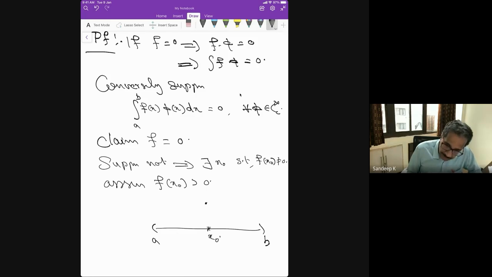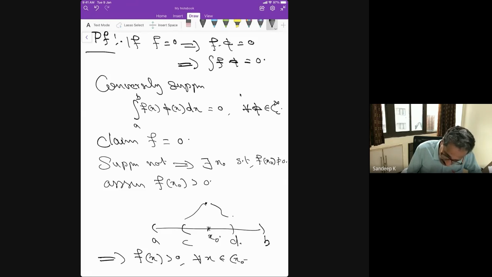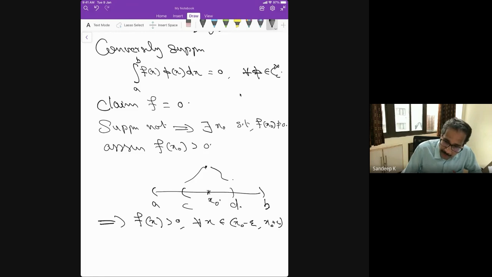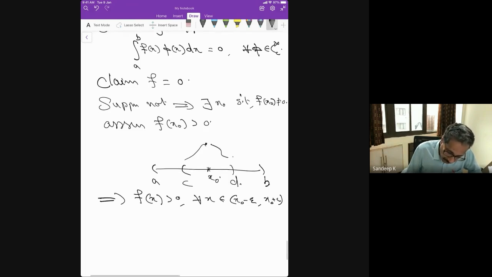Now the function is continuous and f(x naught) is positive. So you can find a small neighborhood here, c and d, such that f is positive. So this implies that f(x) is positive for all x in (x naught minus epsilon, x naught plus epsilon). If a continuous function is positive at some point, then in a small neighborhood it has to be positive. Now what I will do is take phi, a C_c infinity function with compact support in the interval (x naught minus epsilon, x naught plus epsilon). I construct a phi which is supported here.